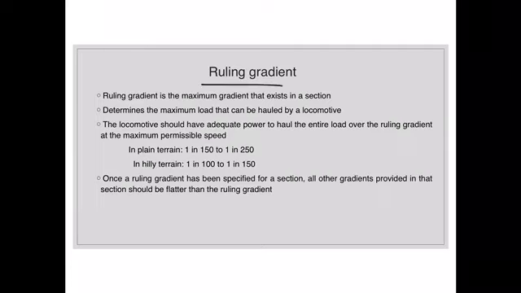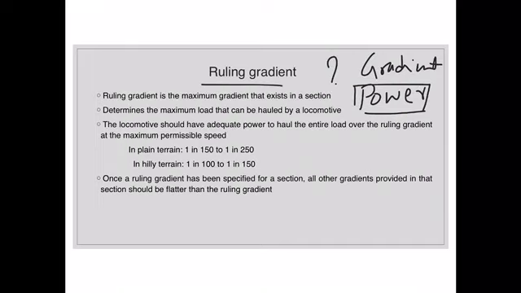As the name indicates, the ruling gradient is nothing but the maximum gradient that can exist in any section of the track. Why is it required? The load carried by the train depends first on the gradient, and second on the power of the locomotive. Depending upon what power is available, the power of the trains that will run on that particular section is known. So now we can calculate what the gradient should be to haul a particular load.